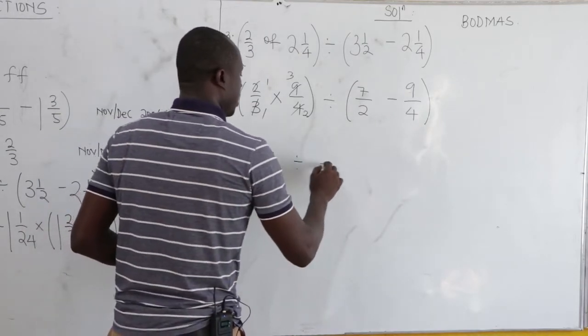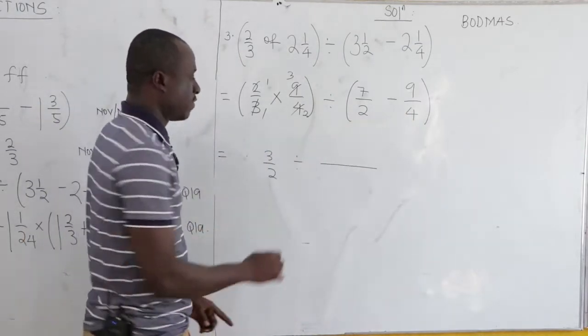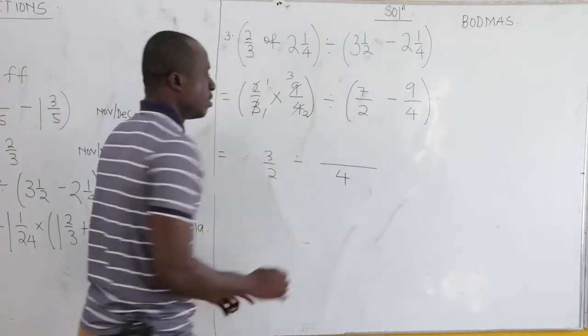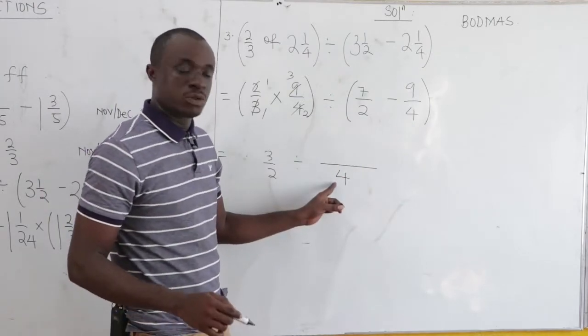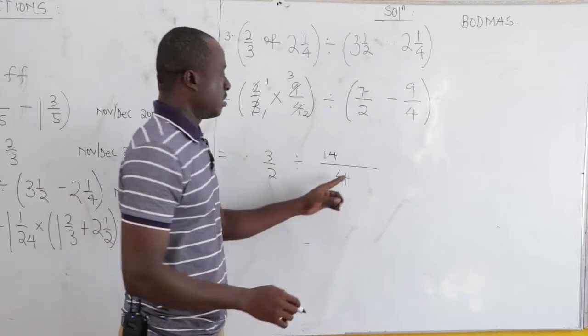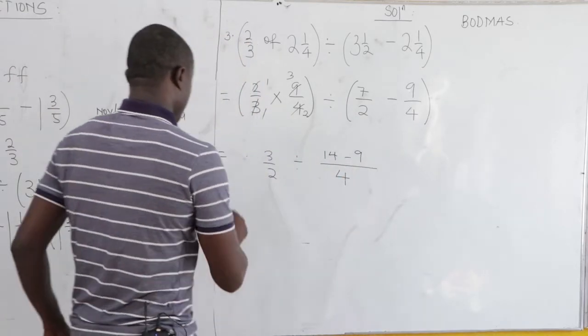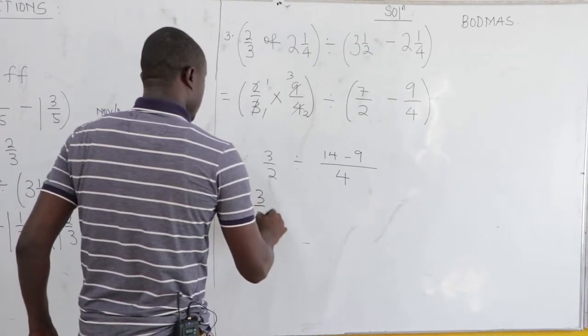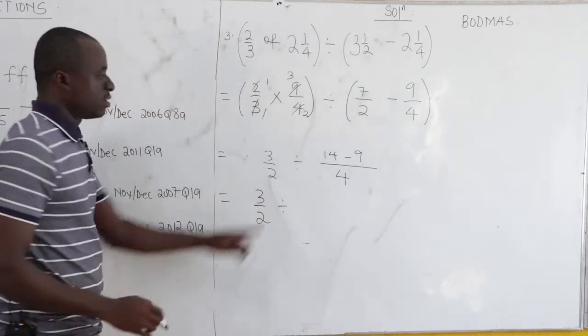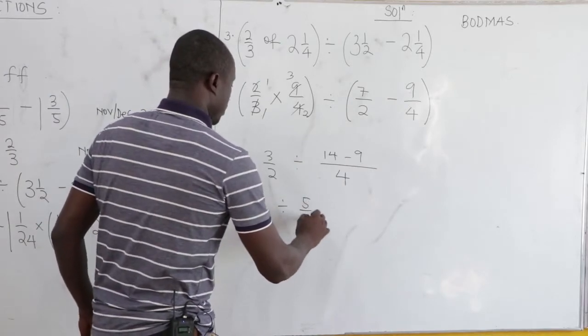Now, divided by the second one, let's find the LCM. What's the LCM? Clearly, the LCM is 4. So we have 4. How many times will 2 go into 4? 2 times 7, and this is 14. This 4 will cancel the 4, so we have minus 9. And we have 3 over 2 divided by, now what is 14 minus 9? And this is just 5 over 4.